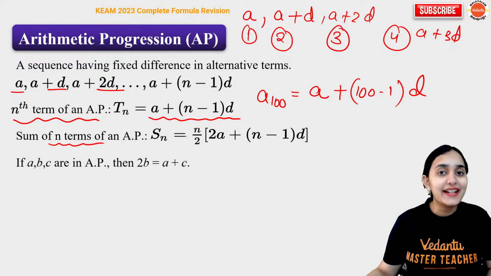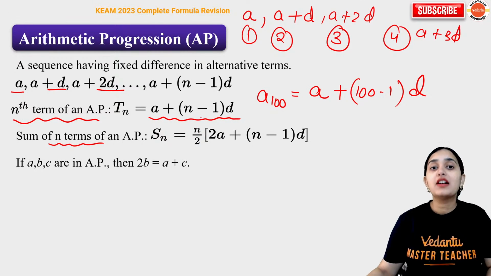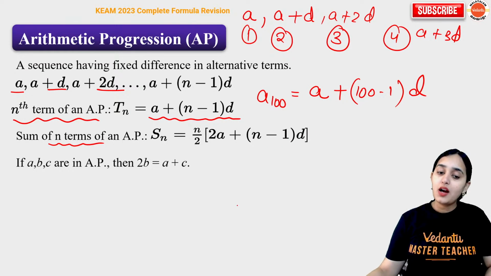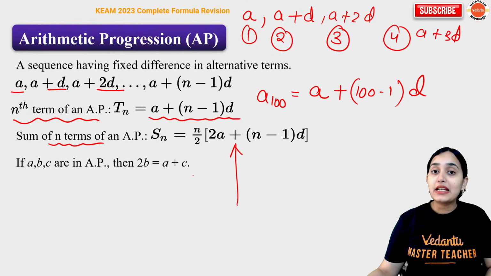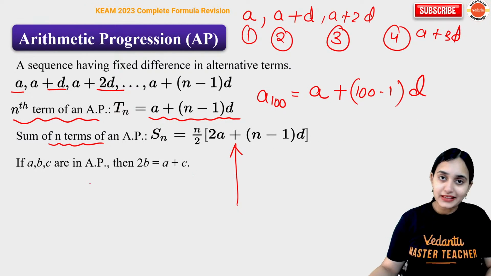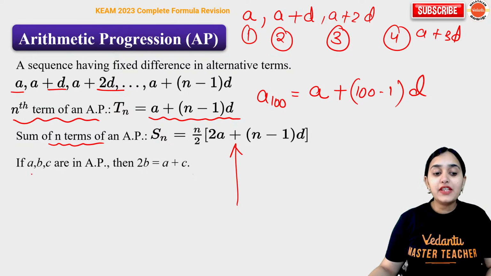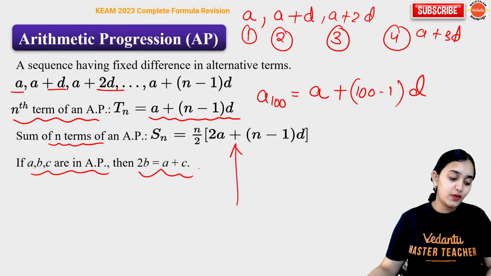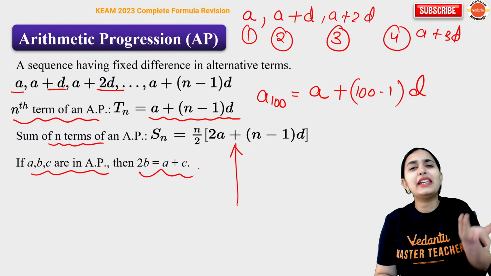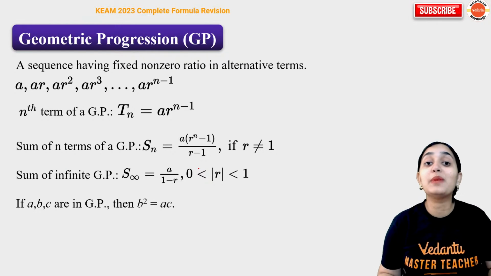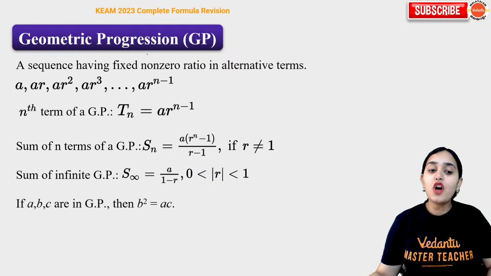Next, sum of the first n terms of the AP. Suppose you want to find out addition of first 50 terms of an AP. What will you do? Put it in the formula: n by 2 into 2a plus n minus 1 into d. Okay. Lastly, if there are 3 numbers a, b, c in AP, then 2b will always be equal to a plus c. It is like the mean average formula, right? Arithmetic mean formula.